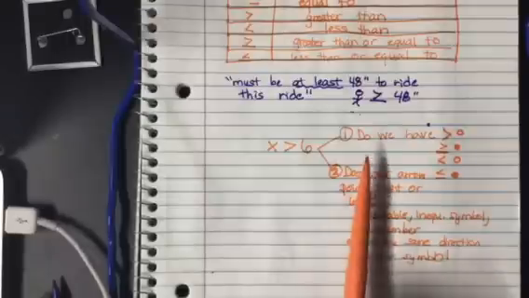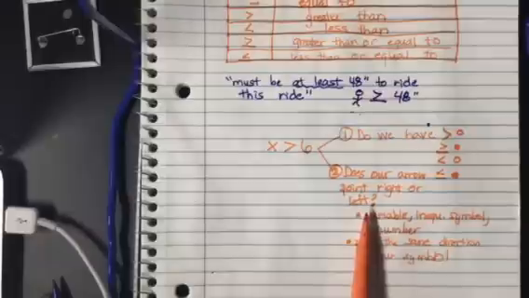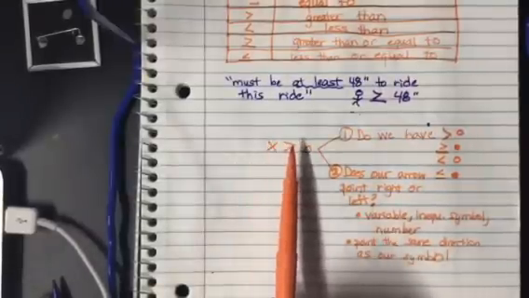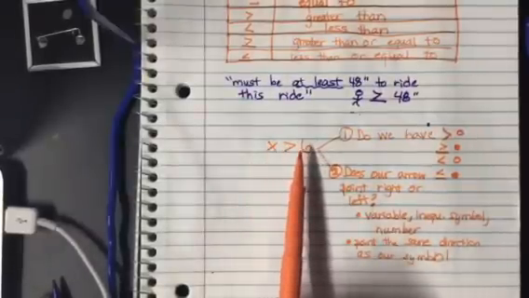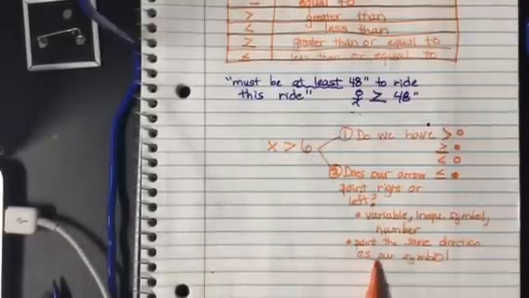Okay? So first we're going to decide, do we have an open circle or a closed circle? Then we're going to say which way does our arrow point. We're going to make sure it's in the right order, variable, inequality, number. If it's not, we'll talk about how to fix it. And then we're going to point the same direction as our symbol.